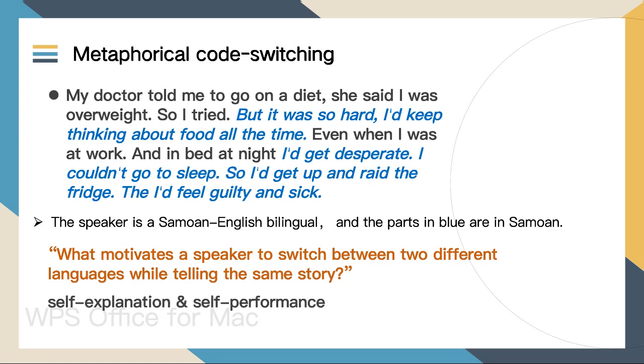However, when describing feelings of confusion, guilt and helplessness, such as "I'd keep thinking about food all the time," "I'd get desperate," and "I couldn't go to sleep," the speaker uses Samoan. In other words, different languages serve as tools for the speaker's self-explanation and self-performance, serving social and cultural functions in the broader social context.